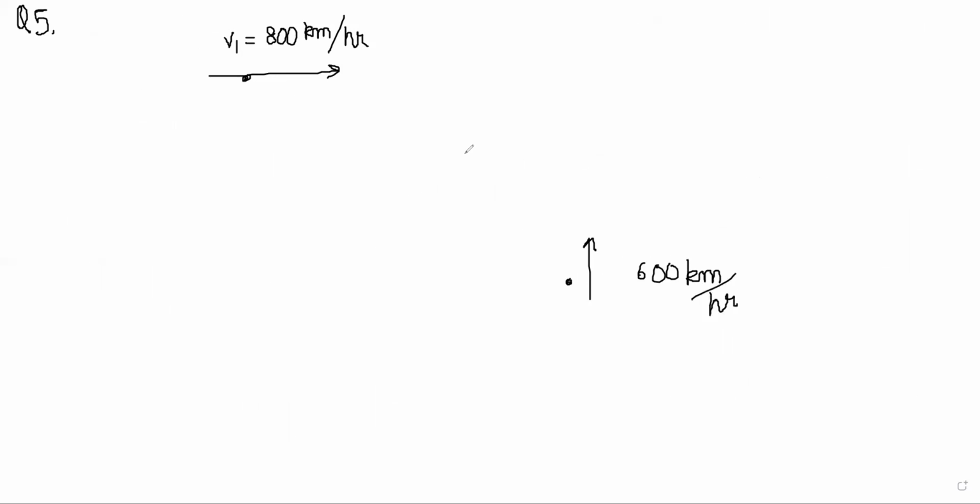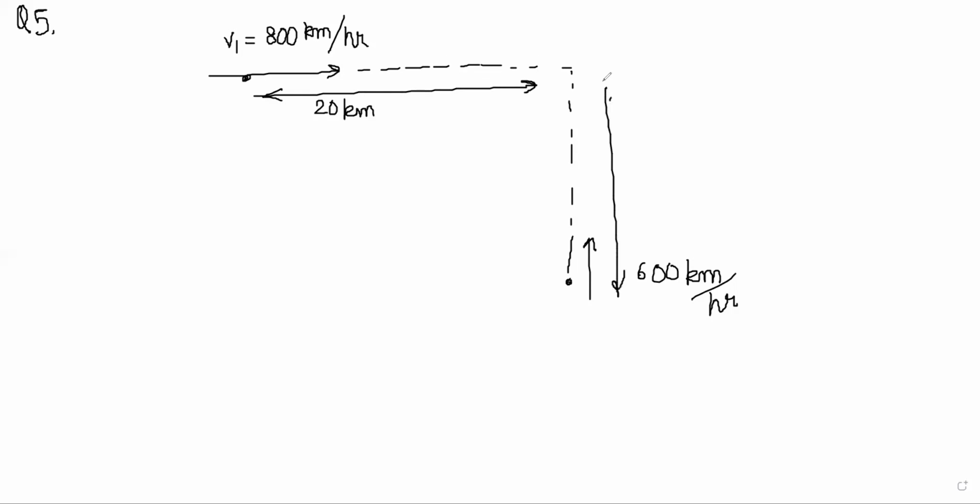The next question is about relative velocities. Let's look at this. Two planes. One plane is coming like this. It has initial velocity v1 equal to 800 kilometer per hour. You might have seen this type of question before. Another plane has initial velocity 600 kilometer per hour, like this. And now they see each other, and they are always going to approach each other, right? And right now this distance is 20 kilometer, and this distance is also 20 kilometer.